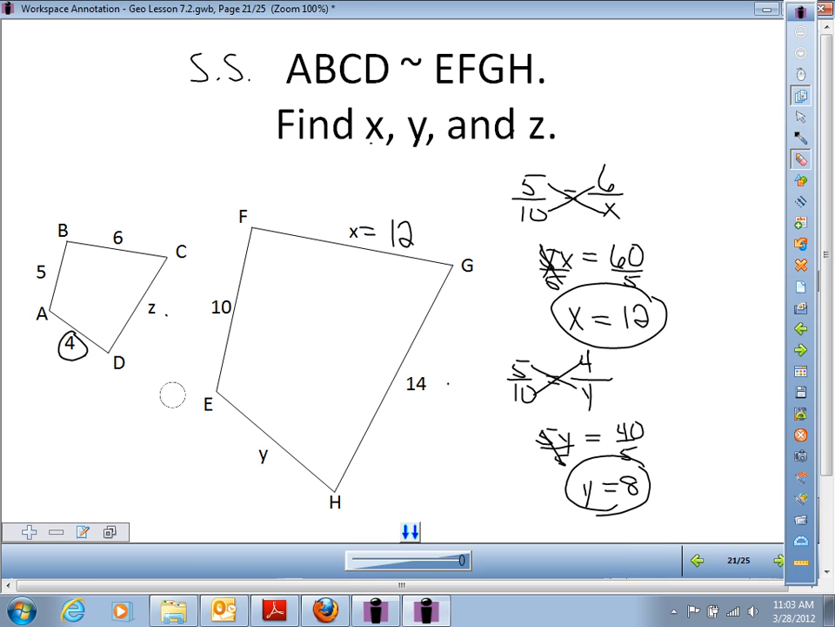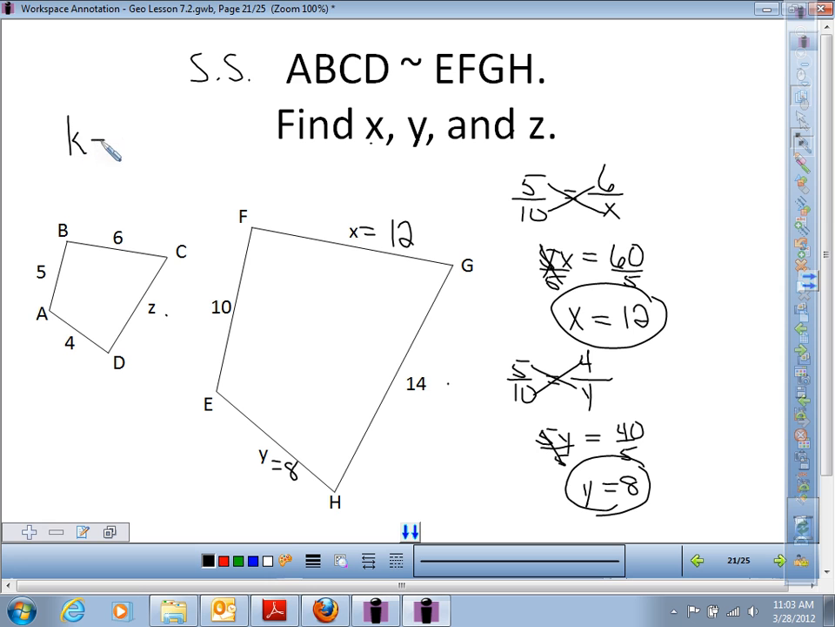Okay. Now what we can look at is if we do this again for z. But let's start thinking a little bit here. This is going to make this a lot easier. What's your scale factor in this problem? It was 5 over 10, right? Well, 5 over 10 simplifies to 1/2, or 2 over 1, which is 2. Okay. So if we look at this, my scale factor was 1/2 or 2.